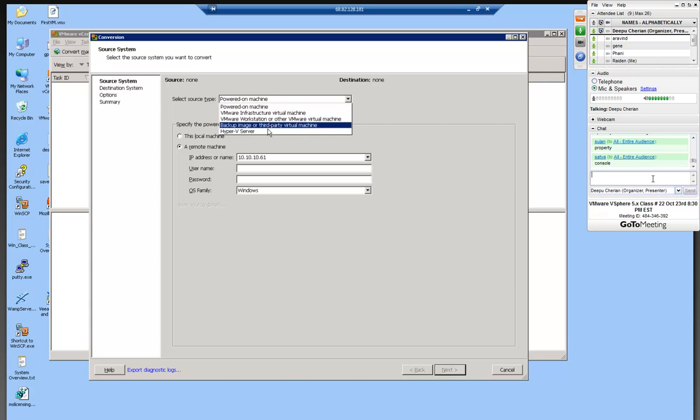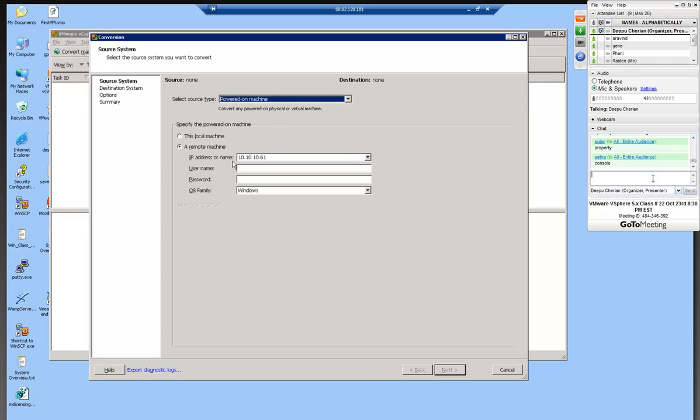You can do virtual machines and Hyper-V servers. See, VMware is also providing that to convert Hyper-V servers to VMs. You can do that. Anyway, I'm going to talk about a physical server conversion. We are doing a P2V migration here.